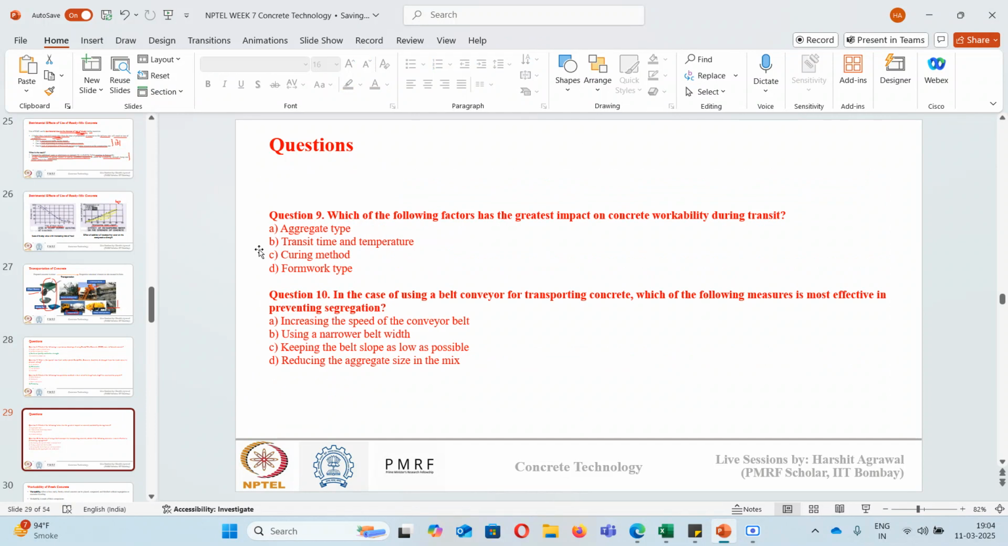Now, answer to these two questions: which of the following factors has the greatest impact on concrete workability during transit? So this should be an easy answer for you from what we have discussed till now.